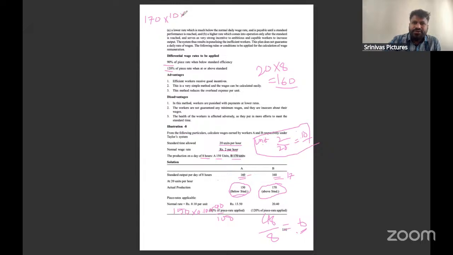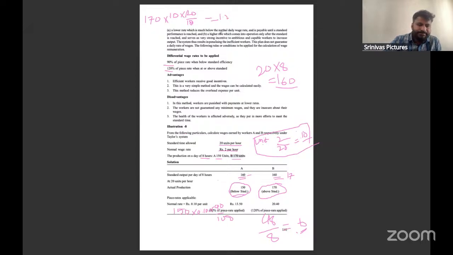10 paise, 120% we are going to give, 120 by 100. Generally 100% is equal to 10 paise. 120 means what? He is going to receive almost 1.2 rupees extra. So 10 paise is equal to 100%. 120% means equal to how much? 0.10 into 0.120, 1.20 is going to be received.